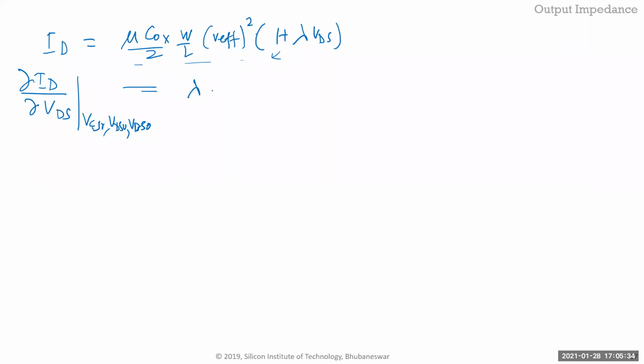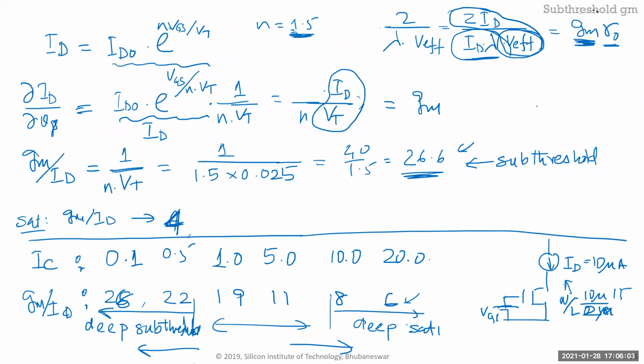So lambda times this term here, which is what? Your ID sat, the saturation DC bias point. Sometimes people just write ID, that's the difference. So it's lambda ID sat, and this is your output conductance. And if you want to find the output impedance, that's 1 over lambda ID sat, like I was showing you in this equation.